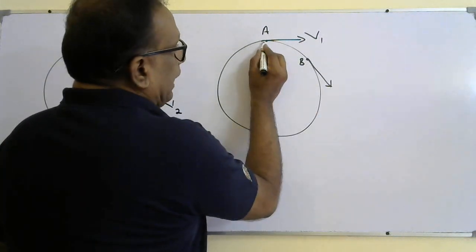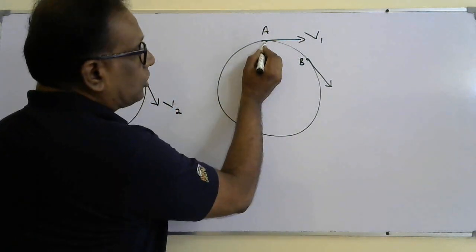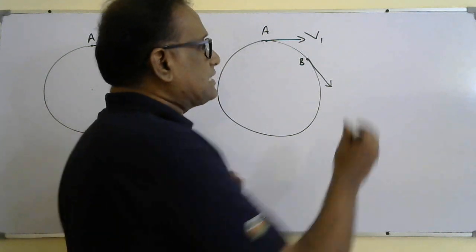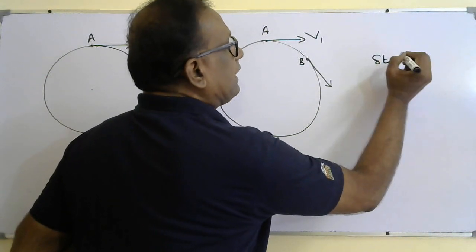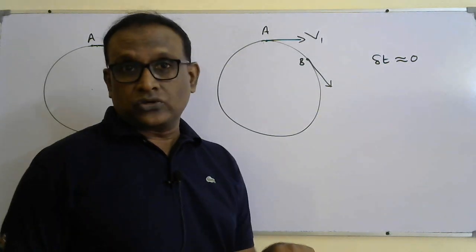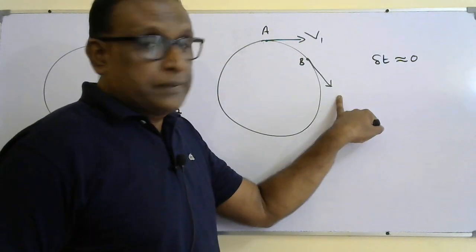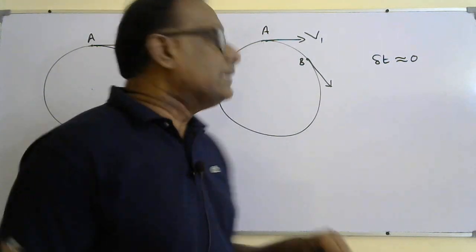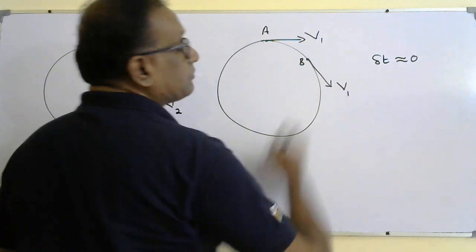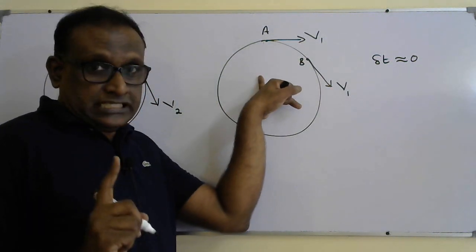So A and B are very close points, and the time taken for the object to move from A to B is very small. If I say the time taken is delta t, that is almost equal to 0. So that means during that time, change in speed is negligible. So I'll take the speed here also the same as this one, V1. Understand? But I am not saying it's moving at constant speed.